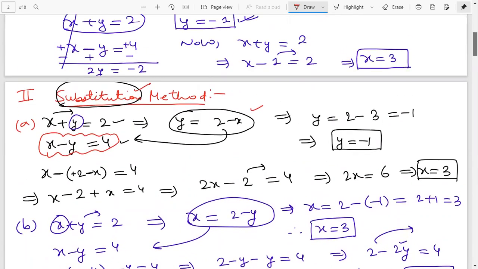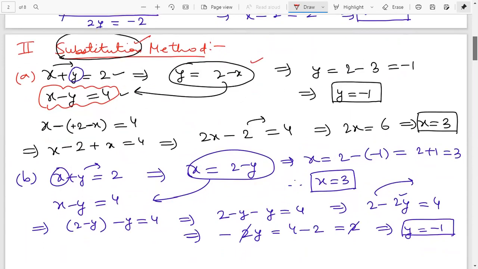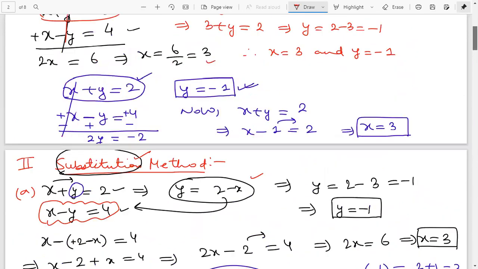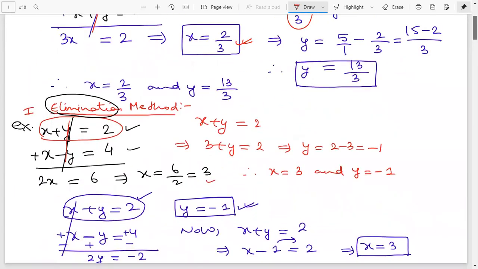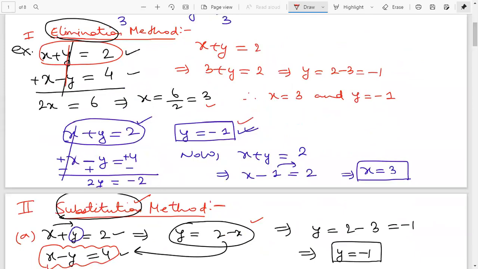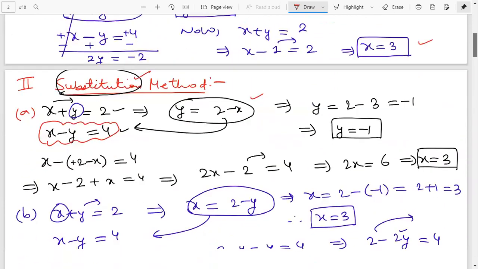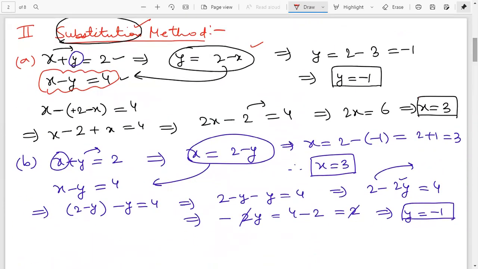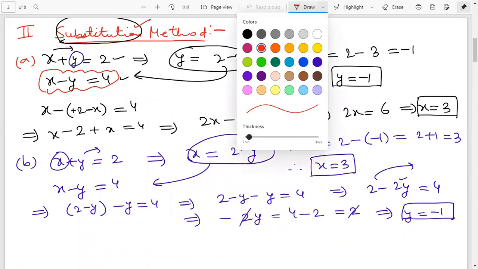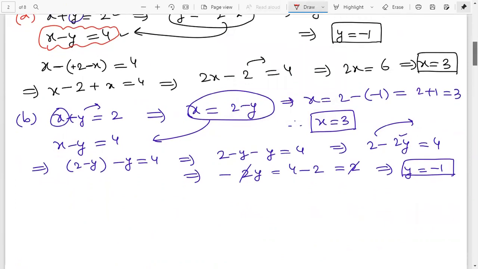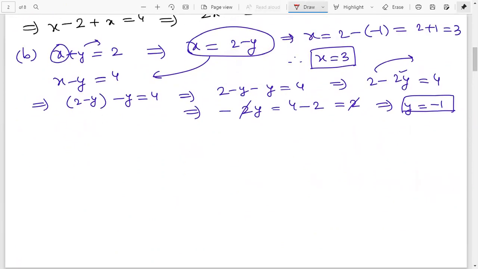So this was the substitution method, the second method. From all the methods we'll get the same values of x and y. That is, y will always be minus 1 and x will be 3, in both elimination and substitution. Now we have the third method, that is the graphical method. The graphical method also is there for finding the values of x and y. So we write the third method: graphical method.